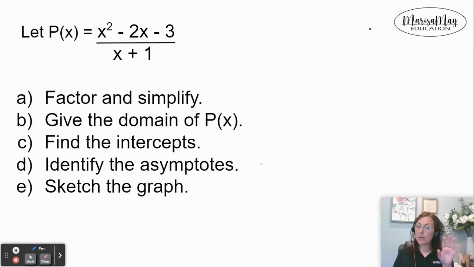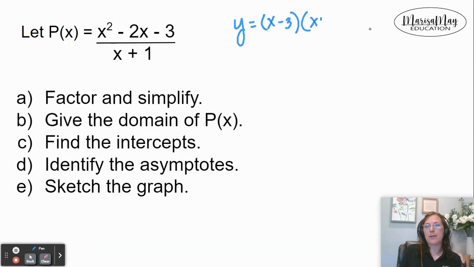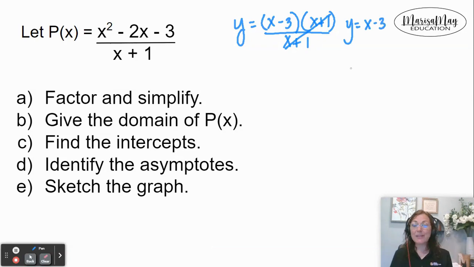In this video, we're going to be working with the rational function here and answering lots of questions and getting details. So let's dive right in. So we have P of X here, and we're asked to factor and simplify. So I'm going to take that numerator and I'll factor it to X minus 3 and X plus 1. And notice that the X plus 1's cancel, so we get Y equals X minus 3. I'm probably going to refer to this as the simplified function, if that makes it easier for us to reference.